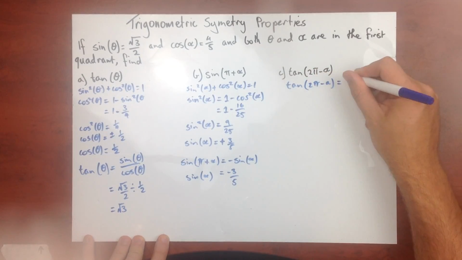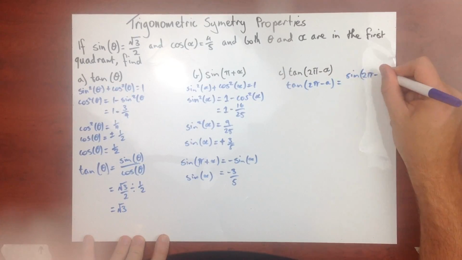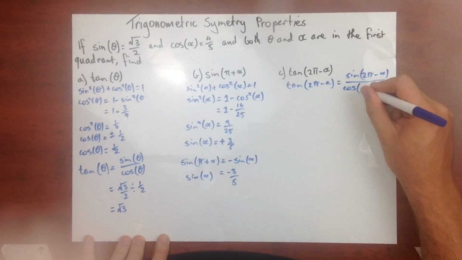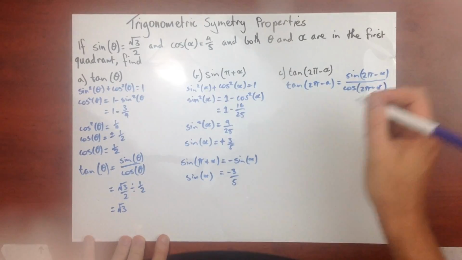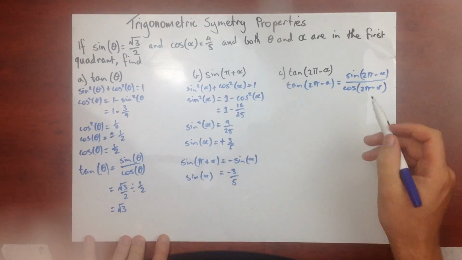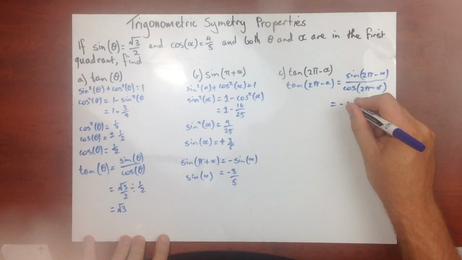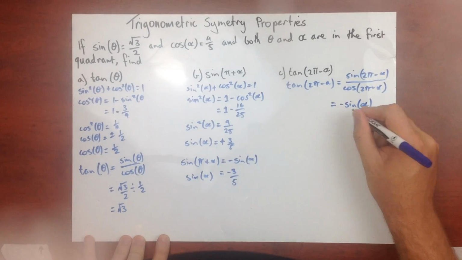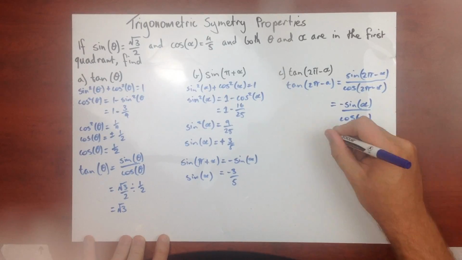Okay, and that's going to be sine of 2 pi minus alpha over cos of 2 pi minus alpha. Okay, well, sine of 2 pi minus alpha is equal to negative sine of alpha, over our cos of alpha.